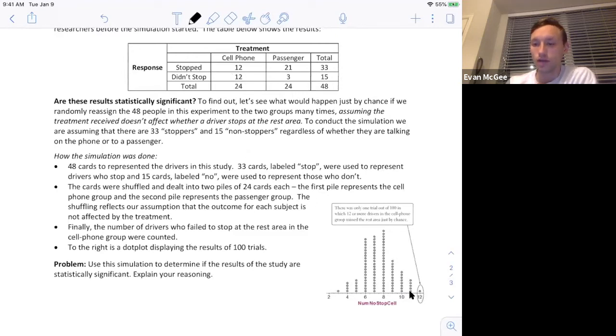So if you look at these 100 trials of the simulation, that only happened 1 out of 100 times, which means if we really did have 33 stoppers and 15 non-stoppers, the probability or the chances of 12 of them not stopping in the cell phone group just by random chance in the random assignment process is very, very low. It only happened 1% of the time in our 100 trials. So in this case, we would say that the results are statistically significant because it was very unusual to get 12 people to not stop in our simulation.